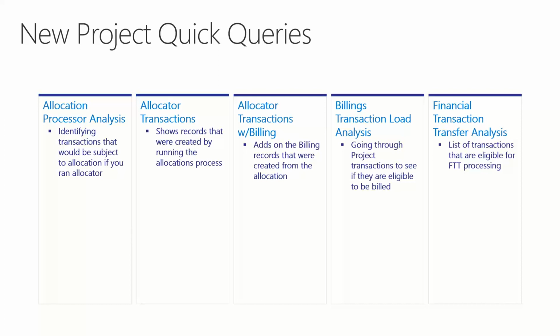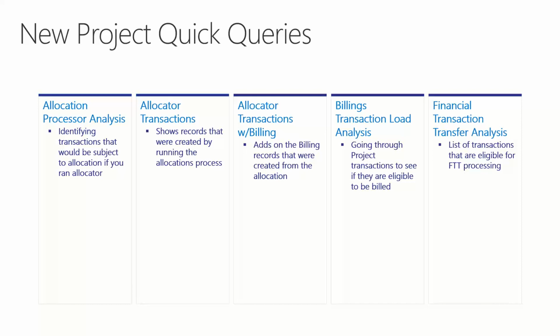So what's the first one? Allocation process analysis. This will say, okay, based on how you set your allocations up inside a project, if you were to run the allocator right now, what are the transactions that would be included? The benefit here is you see what it's supposed to do, and if you start seeing some things missing that you think should be in there, then you go back and see why it's not coming over.